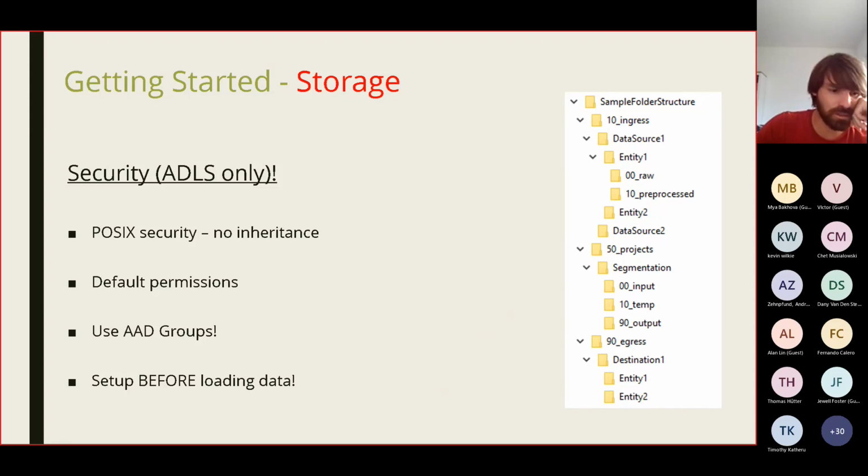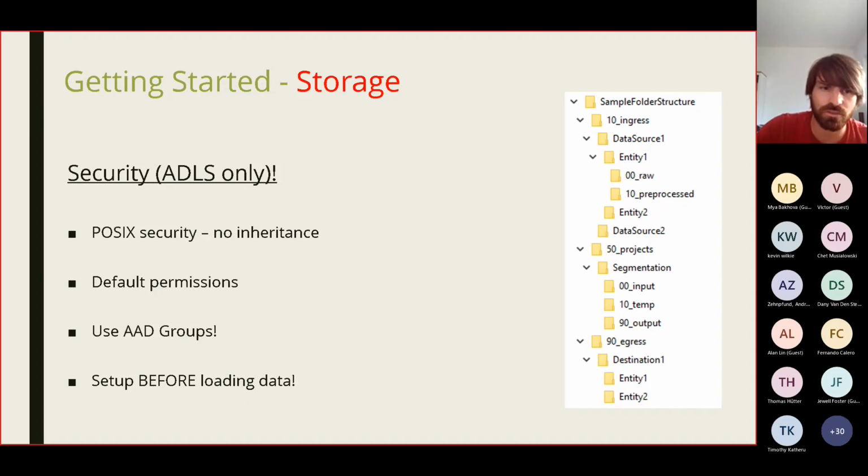Regarding storage and security, I mentioned before, proper security is only available in a data lake storage, where you have so-called access control lists. The most important thing to know about security in a data lake store and those access control lists is that they do not inherit. So if you set your permissions on a specific data source, for example, on a folder for a specific data source, it's really only that particular folder, but not the subfolders. So it doesn't inherit down to the subfolders.